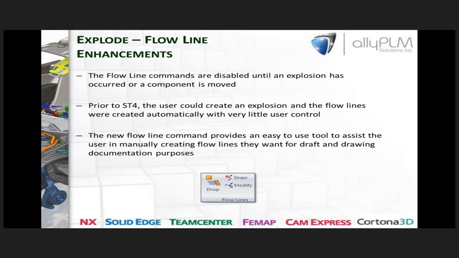These flow lines are driven by location and connection points to the components and update as the components are moved. The flow line commands are disabled until an explosion has occurred or a component is moved.